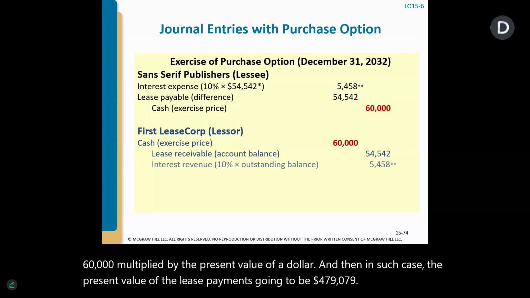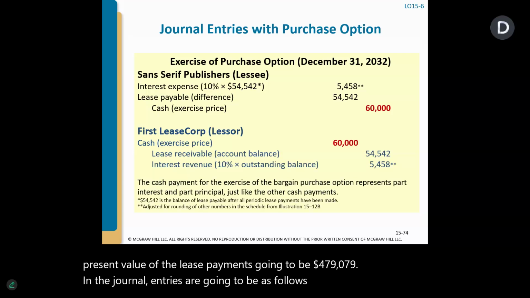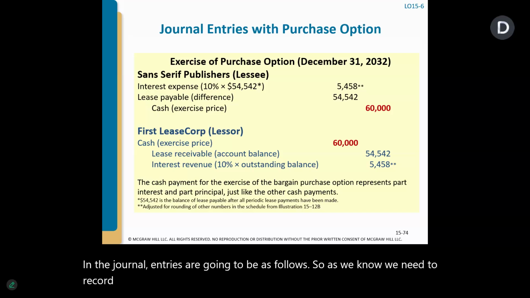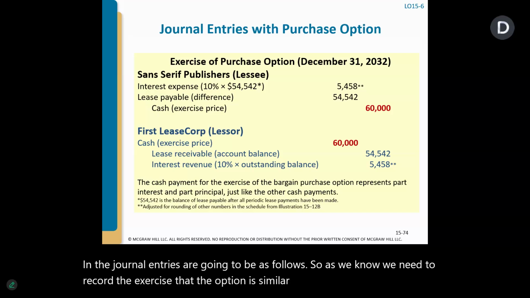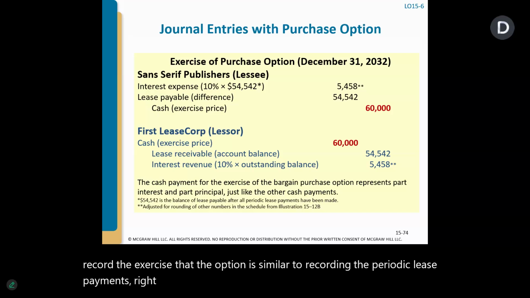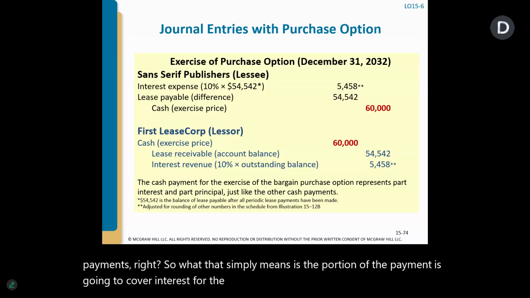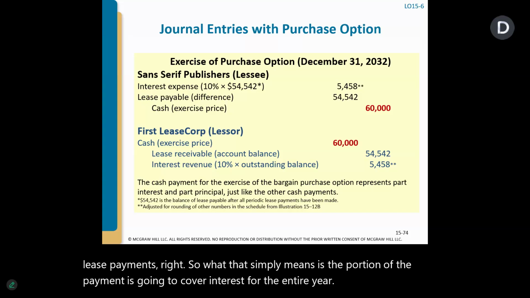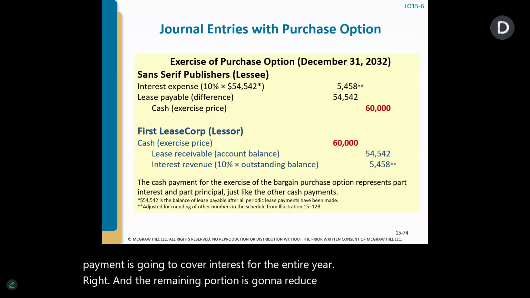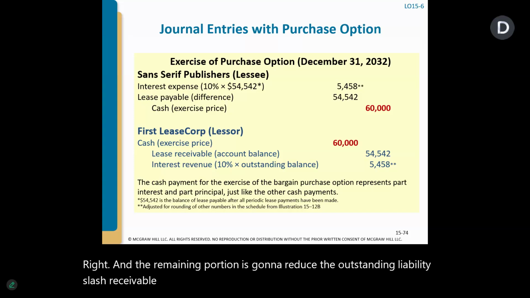And the journal entries are going to be as follows. As we know, we need to record the exercise of the option. It's similar to recording the periodic lease payments, right? What that simply means is a portion of the payment is going to cover interest for the entire year, right? And the remaining portion is going to reduce the outstanding liability or receivable balance to 0, as we ultimately see here.